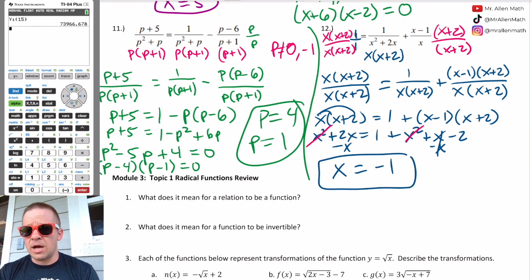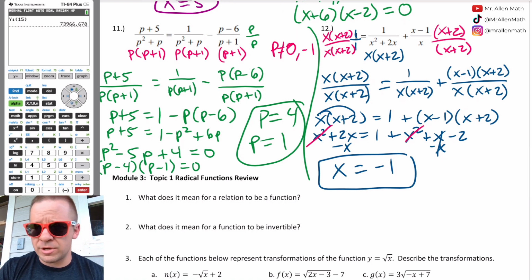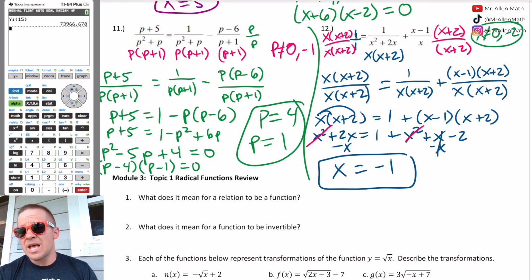Yay. All right, now one thing I did forget to write down here up at the top, let's go ahead and throw in our domain restrictions, right? x cannot equal 0 and negative 2 for my domain restrictions. Now that x equals negative 1 is not one of those, so we are all good. Not an extraneous solution. Man, made it through with no extraneous solutions.